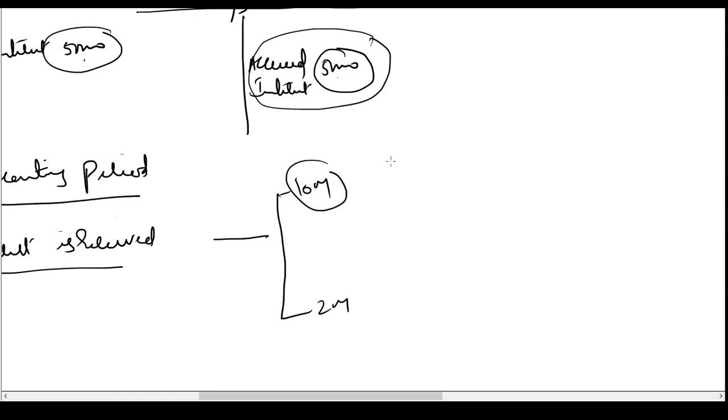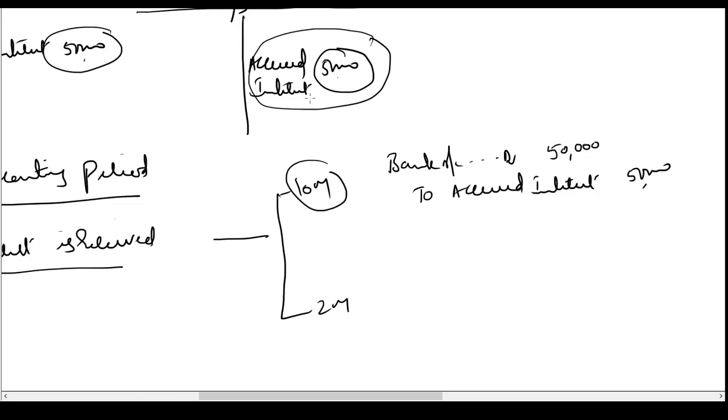Now when we receive the money, we'll pass the entry: bank account debtor. The bank is going to give me a check, or the bank is going to put money in my account. So bank account will be debited and accrued interest account will be credited 50,000. With this, the account will get closed.